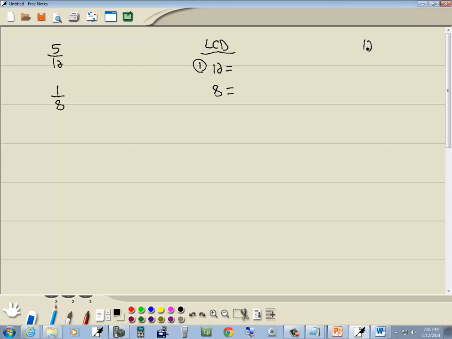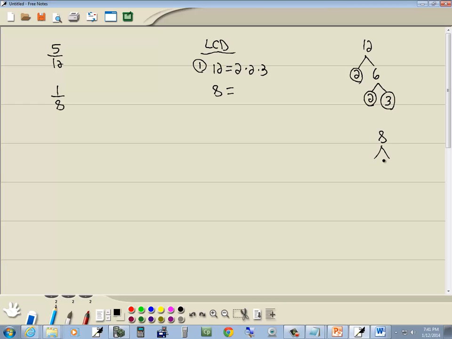If I do the tree, 12 is divisible by 2, 2 times 6. 2 is prime, so we circle it. 6 is divisible by 2, 2 times 3. 2 is prime, so we circle it, and 3 is prime, so we circle it. So this is 2 times 2 times 3.